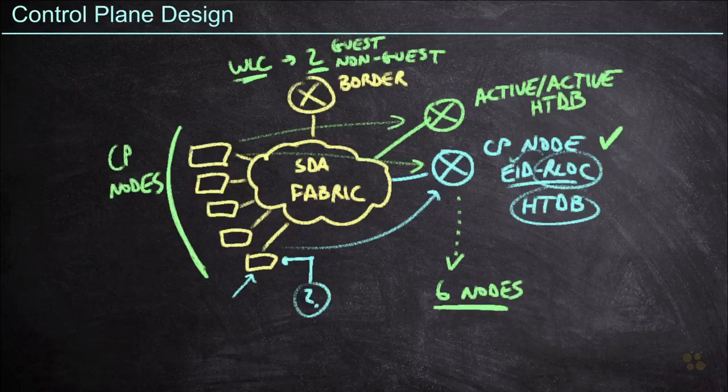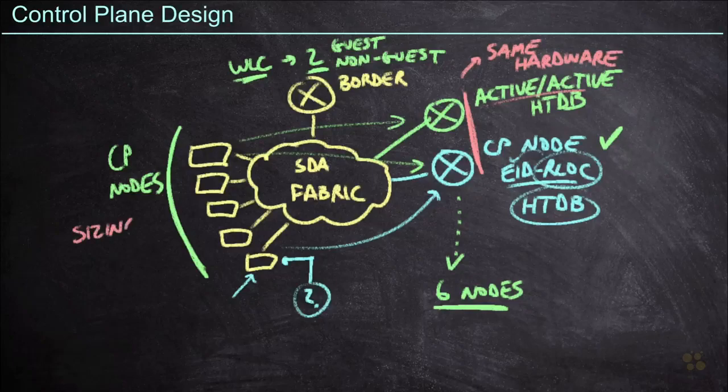Now, when we decide to deploy multiple control plane nodes, we keep in mind again that they're in an active state, and that means that we should deploy these 2 nodes similarly, meaning they should share the same hardware configuration. Likewise, sizing should be made based on the amount of endpoints in our environment. We need to make sure that we have the bandwidth and the CPU power and the memory needed to support all of the clients that exist in this SDA fabric.